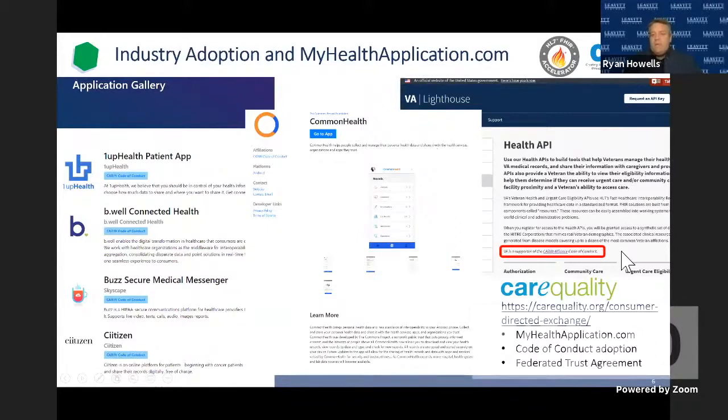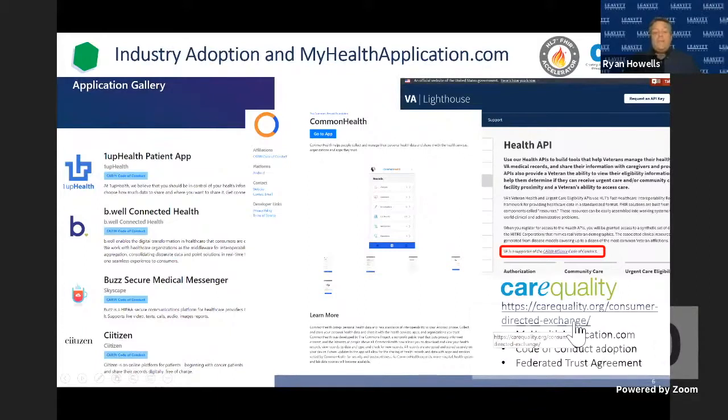These ones over here on the VA Lighthouse, for those of you who don't know, VA actually has an API gateway that they offer called Lighthouse, and they register apps as well. And as it shows here, they are a supporter of the CARIN Alliance Code of Conduct. Carry Quality also is a supporter of what we are doing. And I could go on and on. CMS Blue Button has a lot of the content that we provide in the CARIN Code of Conduct in their Blue Button 2.0 registration process and more.